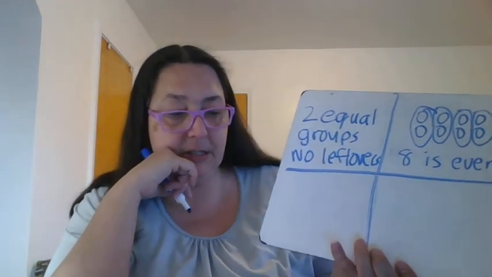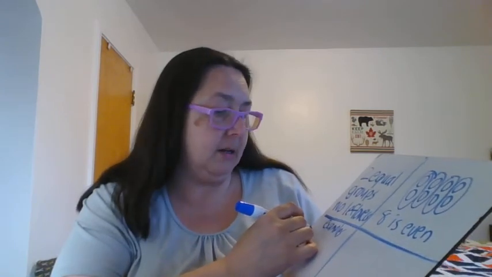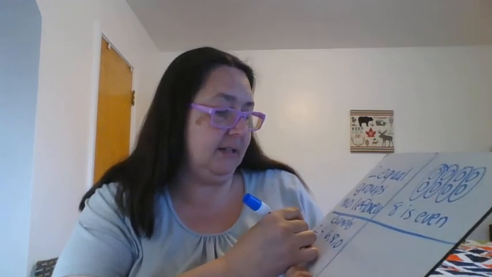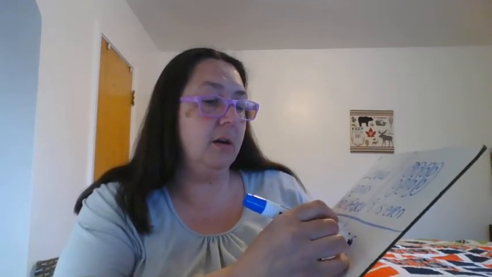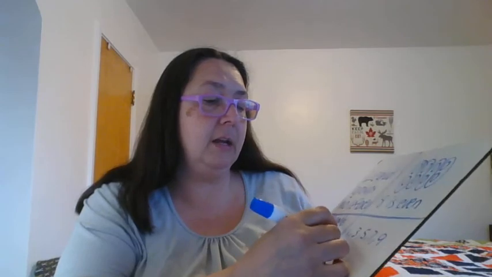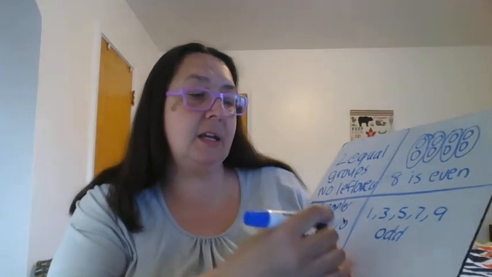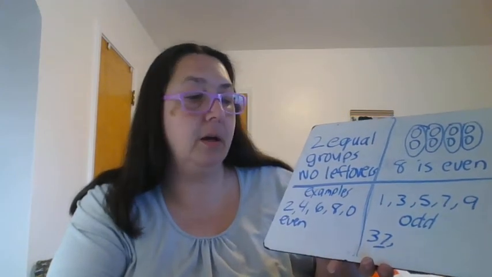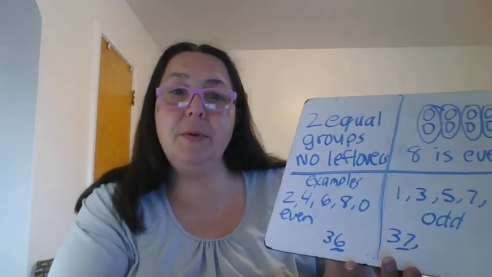Okay, so the next box says examples. Now, I'm going to tell you a little trick about evens and odds. If the number ends in 2, 4, 6, 8, or 0, it is even. If the number ends in 1, 3, 5, 7, or 9, it is odd. So those are some examples. So take an example like 37. See how it's ending in a 7? That's going to be odd. The number 36 ends in a 6. That's going to be even.